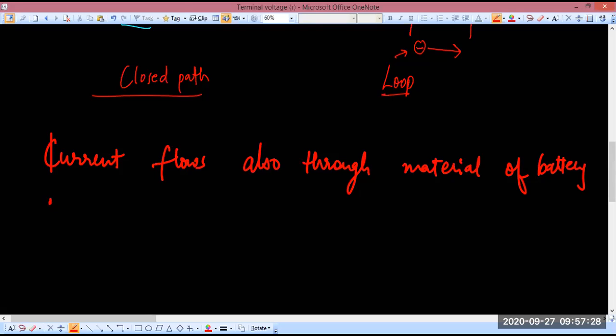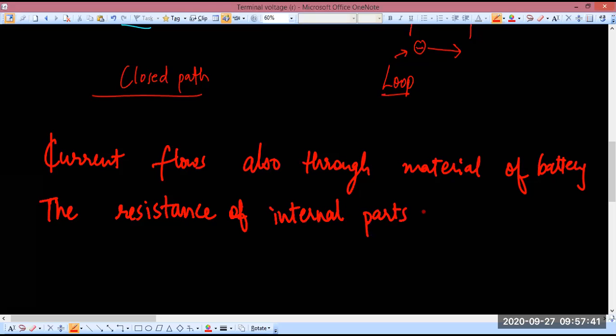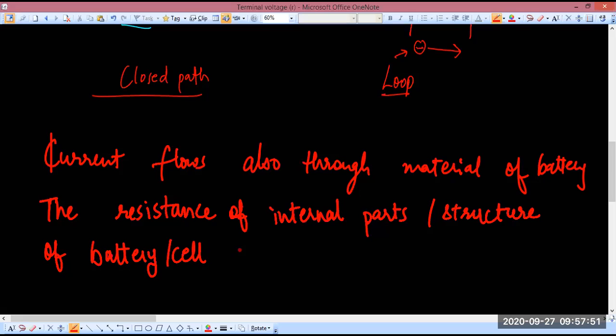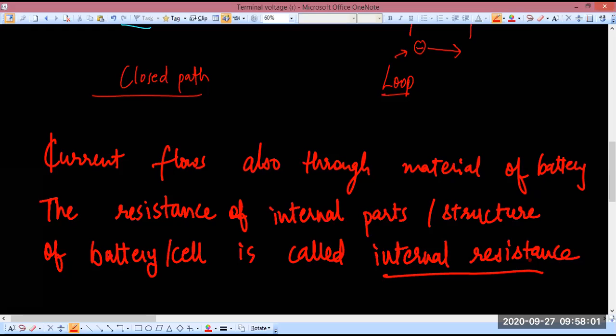definitely has a resistance. All right, okay, so we can say that the resistance of internal parts or structure of battery or cell is called internal resistance. Okay, right? This is a new word for all of you, but its meaning is very simple, right?